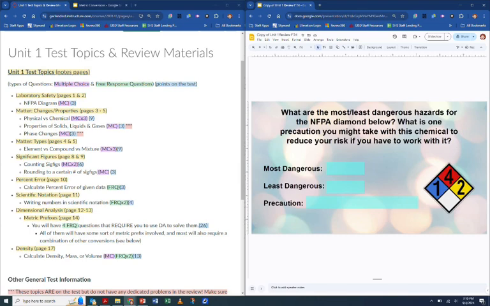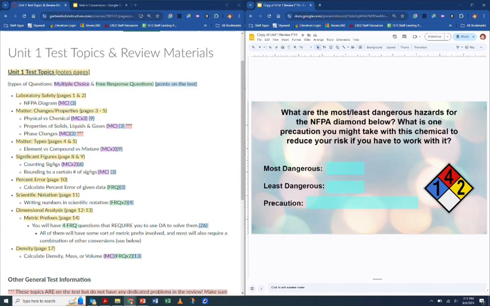But if you're struggling with this slide to understand what I'm asking for here, I do want you to tell me what's the most dangerous hazard, not just the most dangerous number or color here. I want you to look at these specific numbers in these specific places and tell me what type of hazard we have that is the greatest and the least.